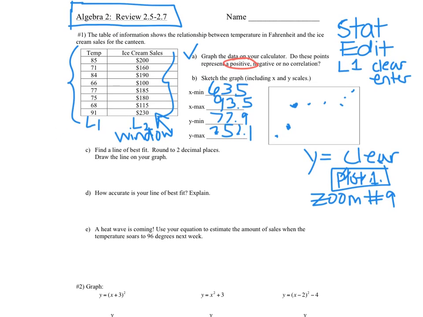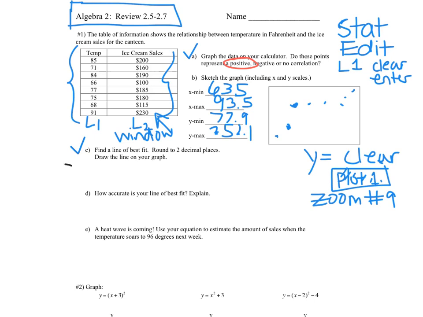Now it says to find the line of best fit. We're on letter C, round to 2 decimal places. And then we're going to draw that line on our graph. So let's go ahead and go back to stat. We're going to arrow to the right to calculate. So press stat, arrow to calculate, and you're going to do number 4. Number 4 says LinReg. It stands for linear regression. So LinReg, and then find it, and we'll have to round to 2 decimal places.